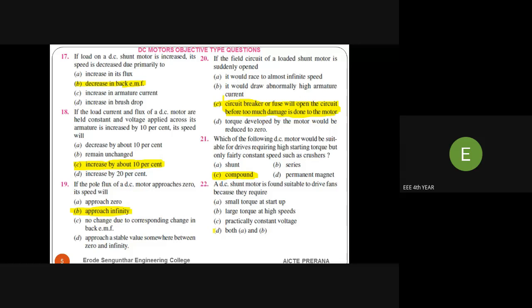The correct answer of question number 22 is both A and B. The fan type of motor requires only low starting torque for starting and also requires high torque at high speed. So both A and B is the correct answer.